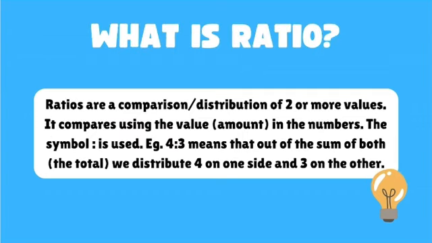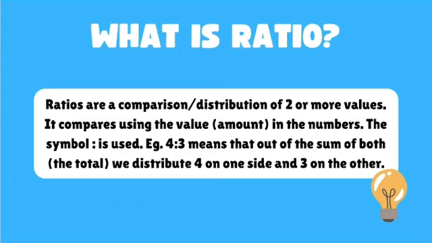So, first, what is ratio? Ratios are a comparison or a distribution, you can use any of them, of two or more values, and those two or more values are being compared from one huge number. What this does is that it compares numbers using the value or amount in the numbers. The symbol, the colon, is the symbol that we use for ratios.